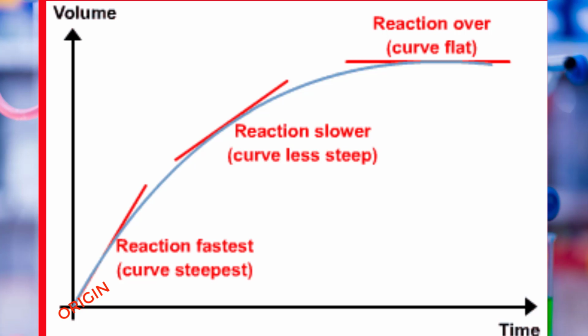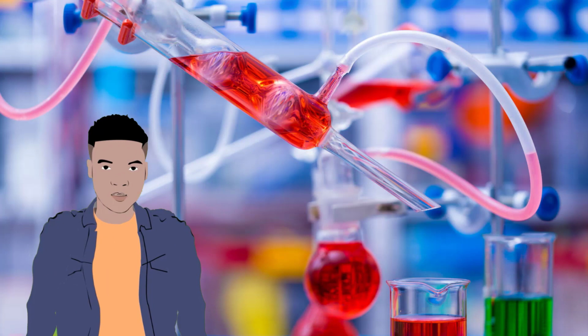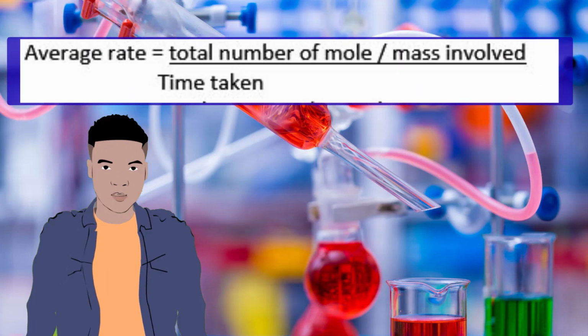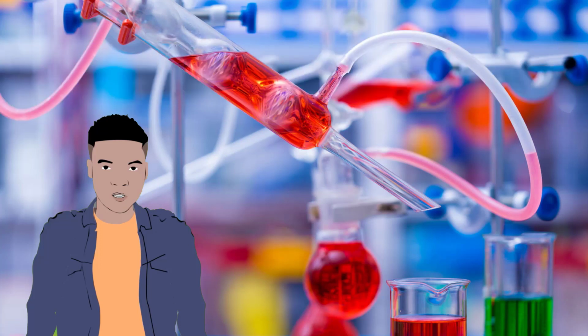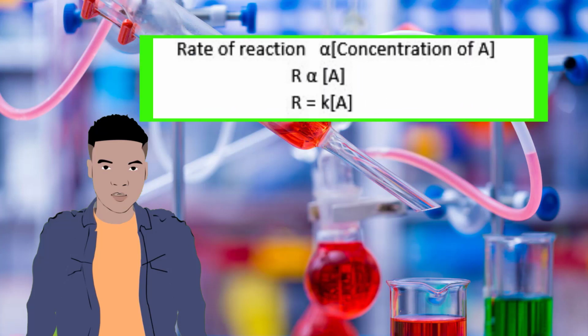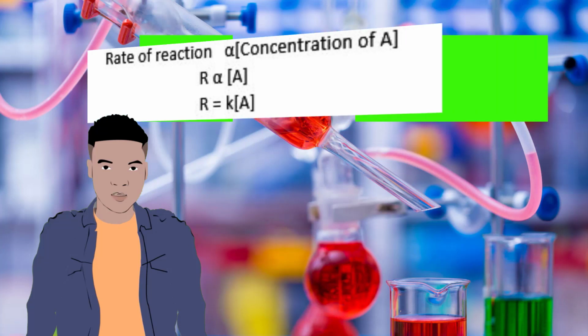The following can be determined from the rate curve. 1. Average rate of reaction. Average rate is given by total number of moles or mass evolved over time taken. 2. Rate at a particular instant during the reaction. Rate at an instant is equal to the gradient at a point on the curve. When the rate of reaction has direct variation with concentration, rate is directly proportional to concentration A. Introducing the constant K, rate is equal to K[A], where K is called rate constant.